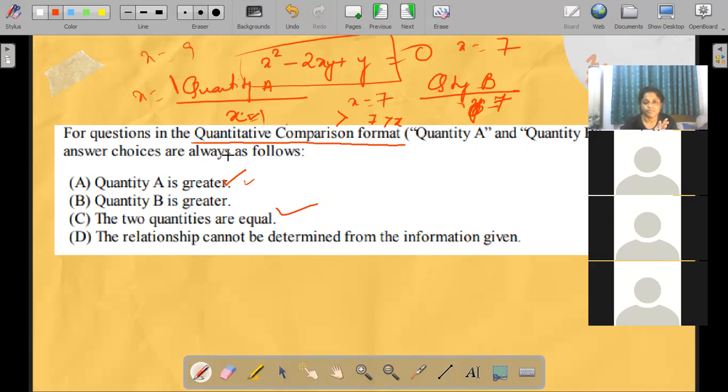Am I making sense with this? Yes, ma'am.